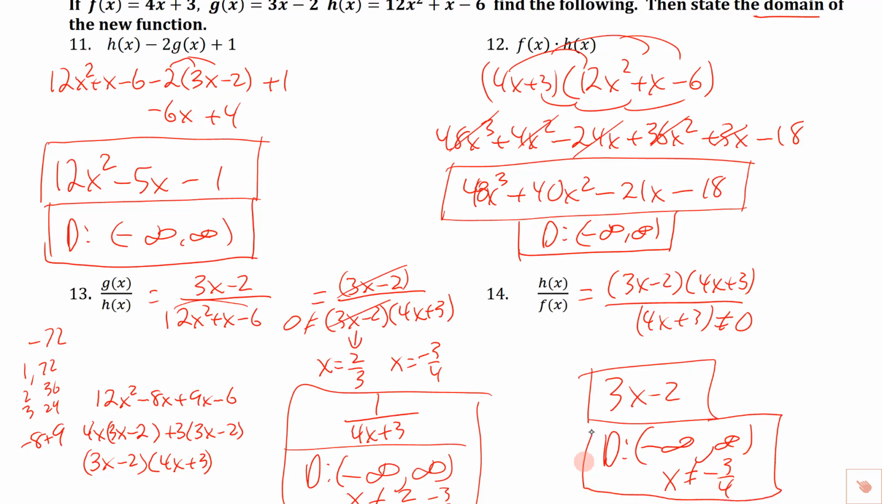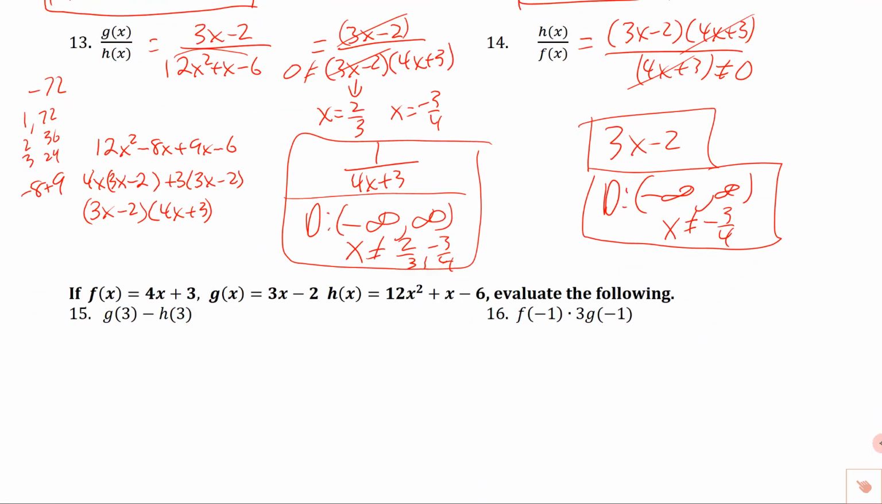Okay? So there's the original. We canceled the two of those. We made this function right here, the 3x minus 2 on the top. We do acknowledge the fact that, hey, you still can't plug in a negative 3/4 because that would turn the denominator into 0. Okay, let's take a look at the last couple.